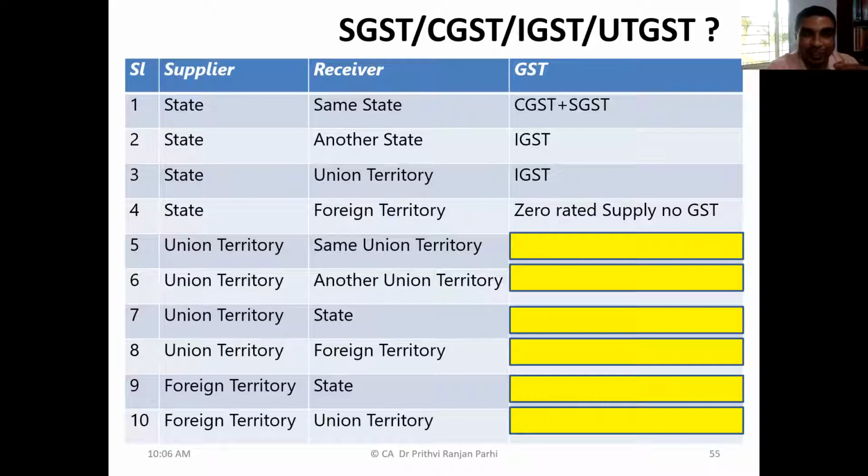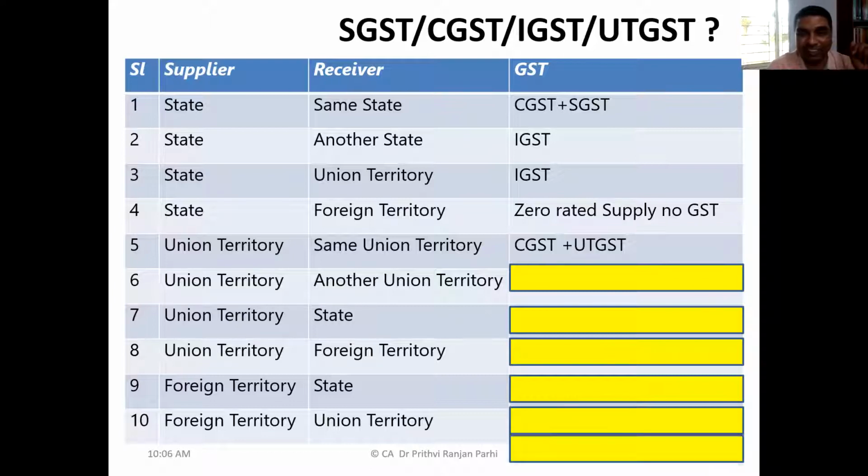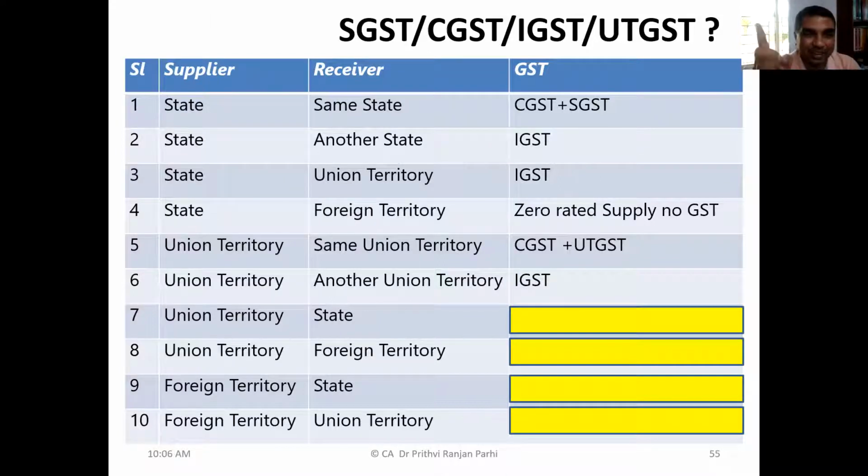Supplier is a union territory and receiver is the same union territory. CGST plus UTGST. Okay. Supplier union territory, receiver another union territory. IGST. Supplier union territory, receiver state. IGST. Supplier union territory, receiver foreign territory.